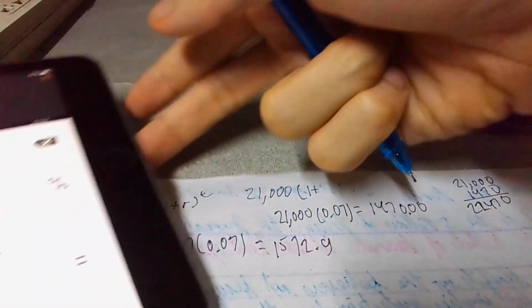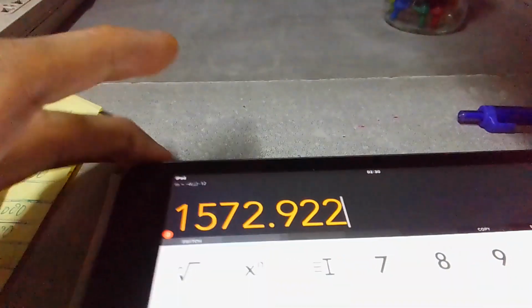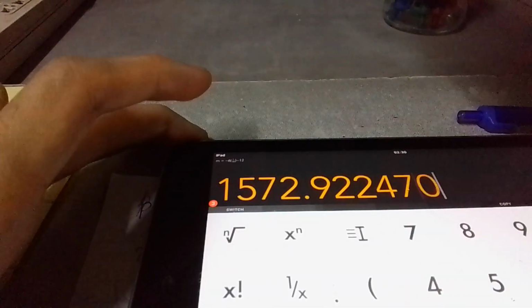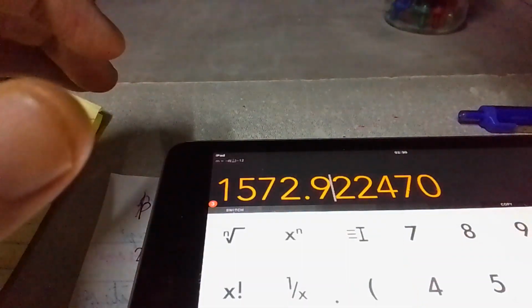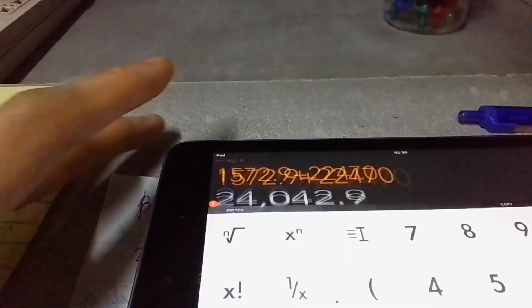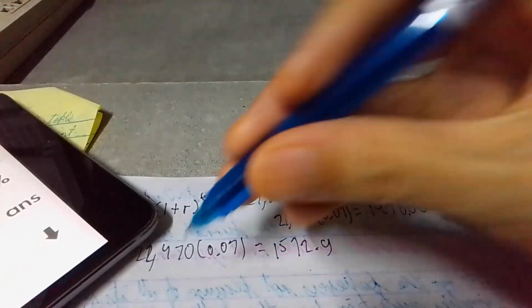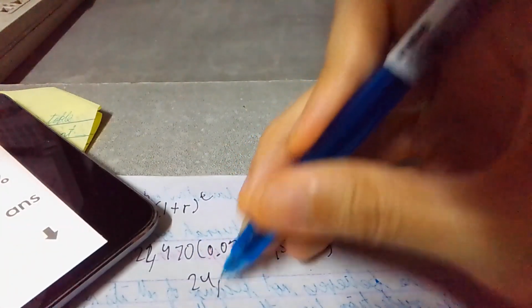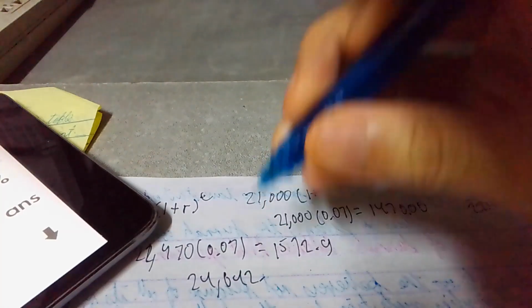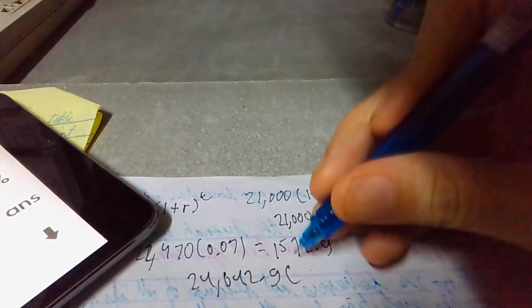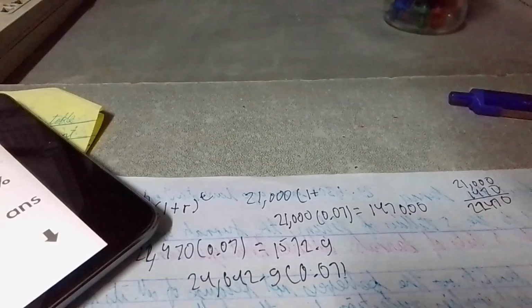Then adding it with our new principal, which is 22,470, you're supposed to get this. So that'll be your new principal. Your new principal will be 24,042 pesos. Then multiply that by another 0.07 for the third year.